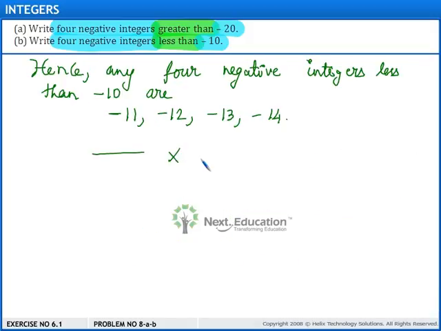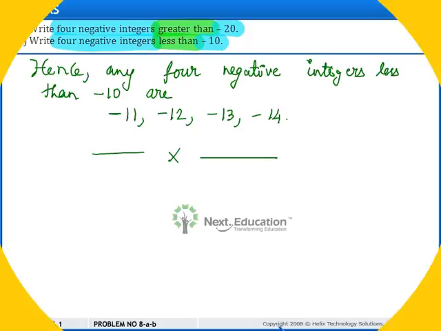This completes the solution of the given problem.